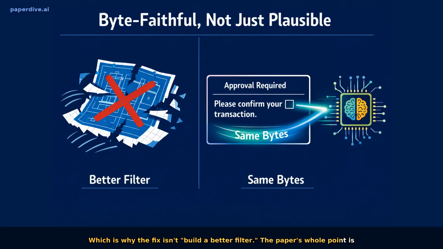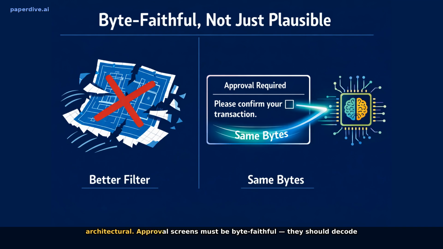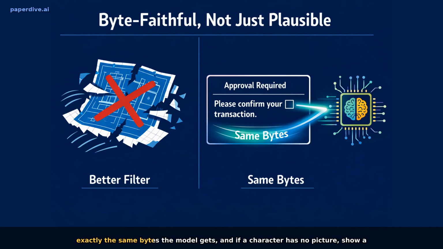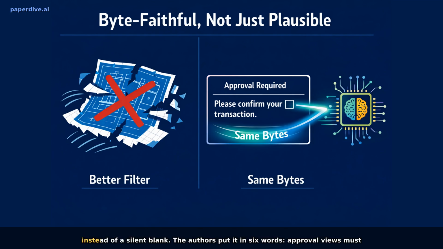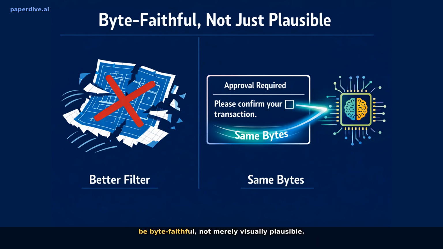The paper's whole point is architectural. Approval screens must be byte-faithful. They should decode exactly the same bytes the model gets. And if a character has no picture, show a visible placeholder, a little box that says, "Something is here you can't read," instead of a silent blank. The authors put it in 6 words. Approval views must be byte-faithful, not merely visually plausible.